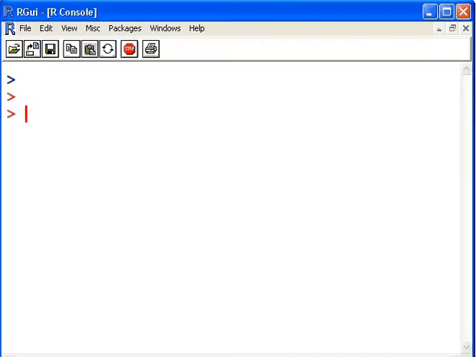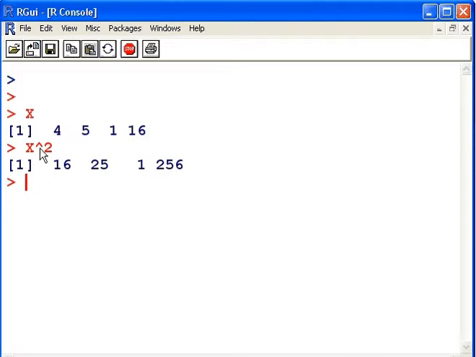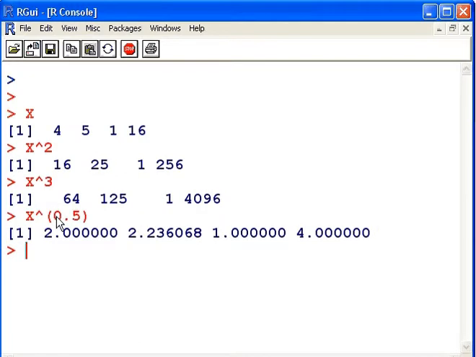So I'm going to bring up R now, and I have a pre-made data set here. We're just going to have a quick look at the data. So x squared, x chevron 2 is how we would do that. The chevron is on the same key as the number 6. Okay, so x chevron 2, x chevron 3, there we have the cubes and all that. Let's try it out for x chevron 0.5, the square roots. There we have it there, 2.00, the square root of 5, square root of 1, square root of 4.